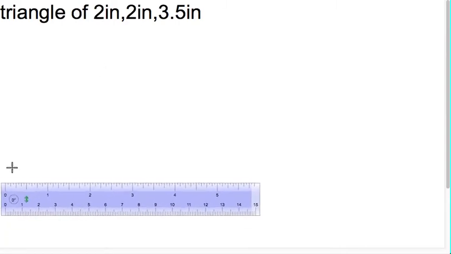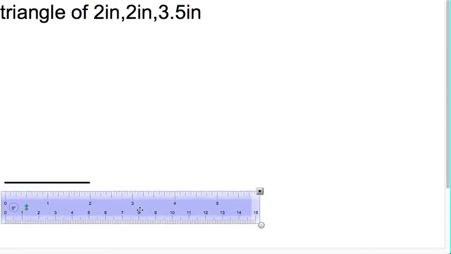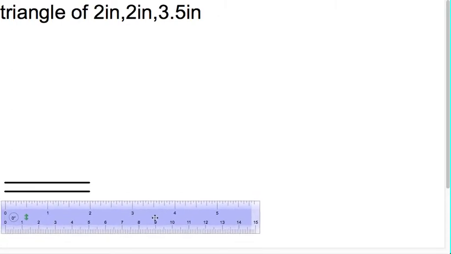So, starting with 2 inches, make sure you're on inches, not centimeters. Oops, and the next one is also 2 inches. And the last one is 3.5. Alright, and then we are done with our ruler, so that actually can go away.